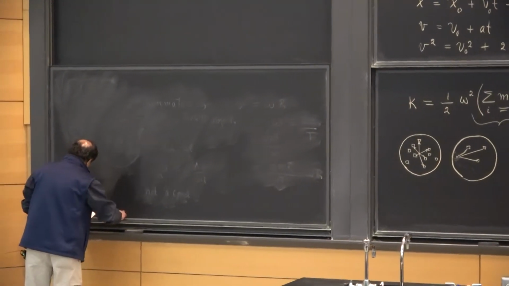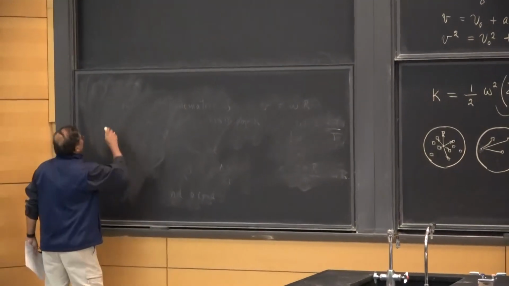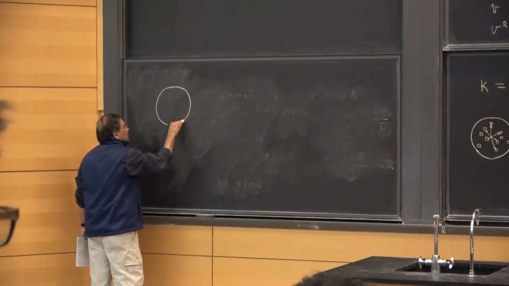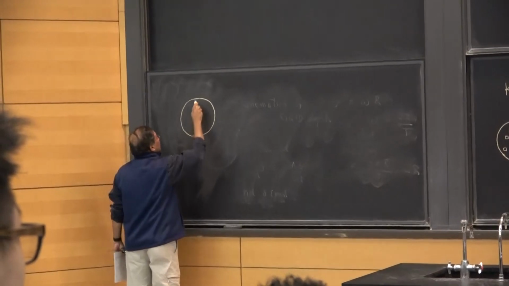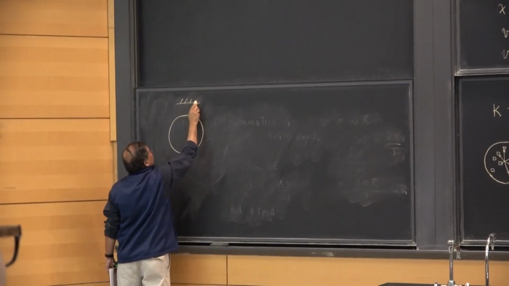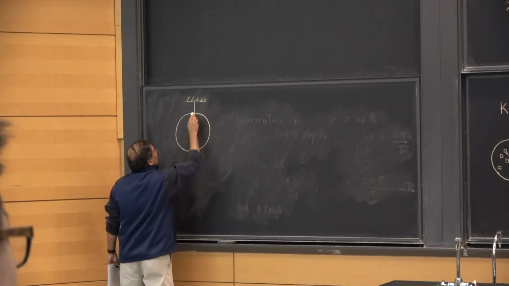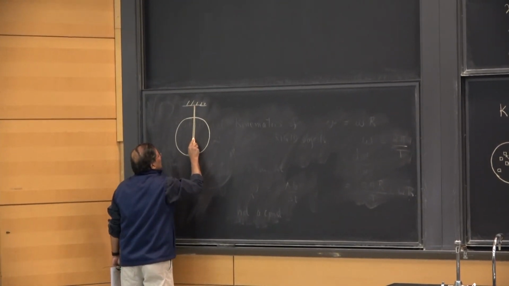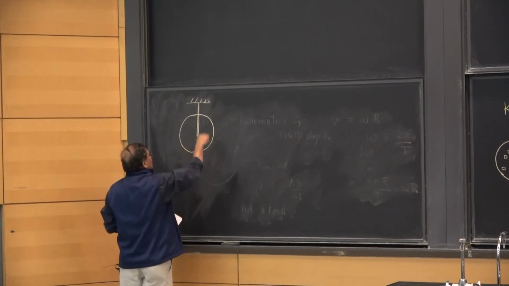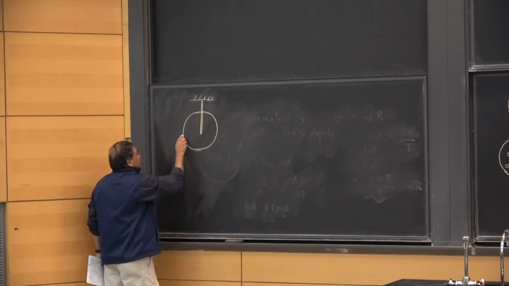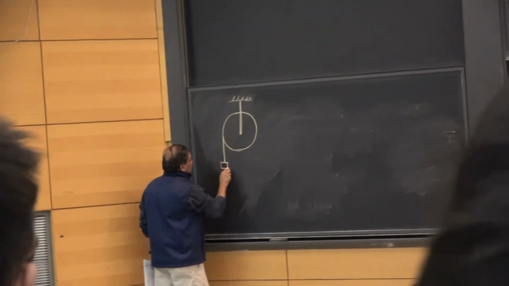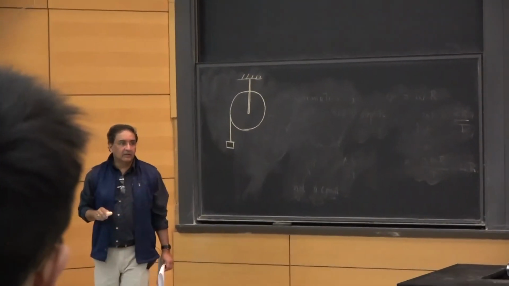Let us now add something to a problem that we really have touched upon earlier. You similarly have a wheel, and in this case it's like a pulley, let's say, attached to some surface here. Okay. And let's say some string is wound around it, and there is some mass here at the end of the string.